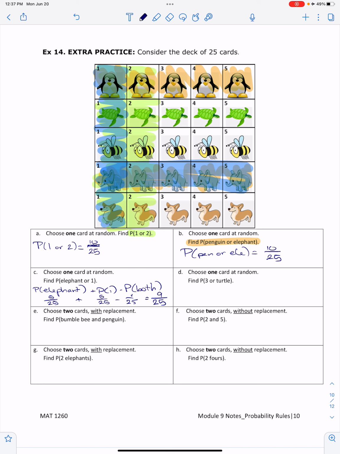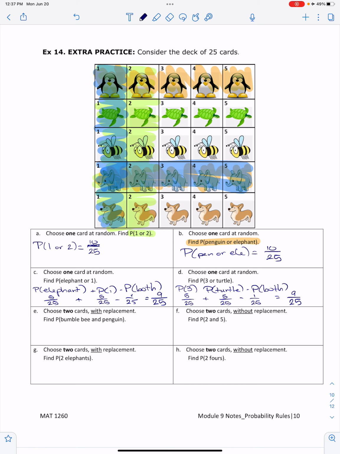D, probability of 3 or a turtle. So I got the probability of a 3, again 5 out of 25, plus the probability of a turtle, also 5 out of 25, minus the probability that they both happen, 1 out of 25, and just like C, we get an answer of 9 out of 25.